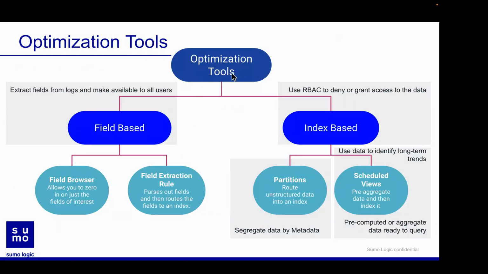Again, we talked about optimization tools, the two types, the two approaches, field-based, where you're using the field browser and those fields of interest are available in your field browser. They were made available to you via field extraction rules that your admin created to extract those fields, to also make sure performance is improved, so those fields will be available to you.